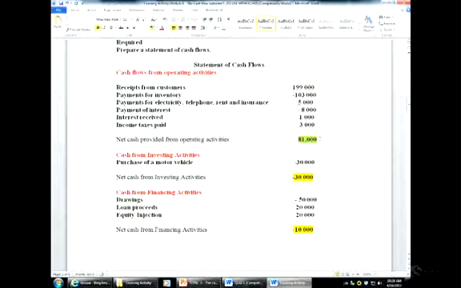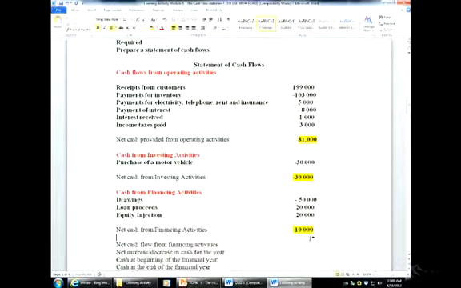So plus 81,000 minus 30,000 minus 10,000 will give you your net increase or decrease in cash during the year. So 81 minus 40 gives you 41,000. So that's your net increase in cash because it's positive.